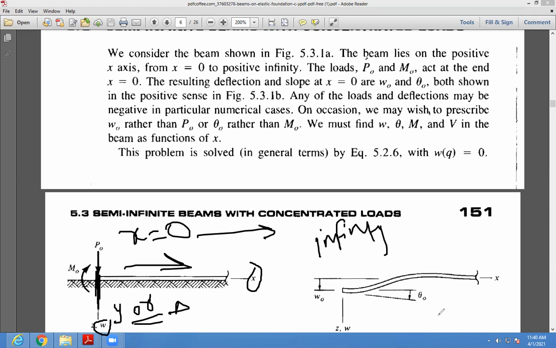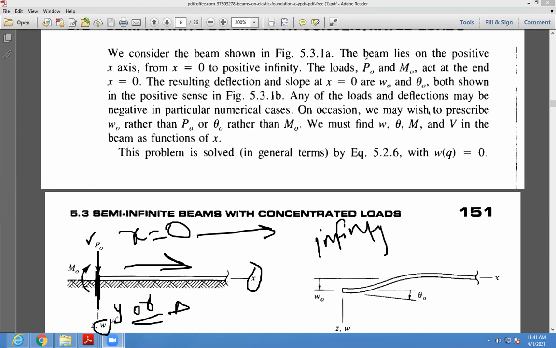At one end there is a limitation, that is x equal to 0, that is we have placed at origin, and on the other side, on the positive side, there are infinite values of x, right? Then the load P naught is applied at origin, and there is a moment M naught which is clockwise, acting at the end where x equal to 0. This is the beam, rectangular beam, right? At origin we have applied the load, that is P naught and M naught.